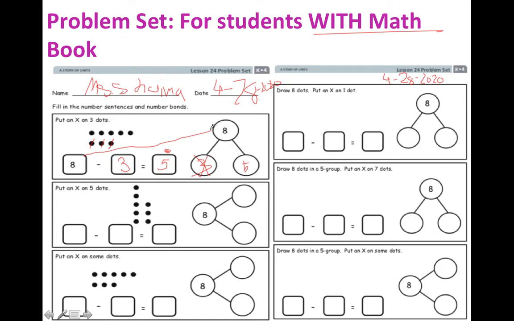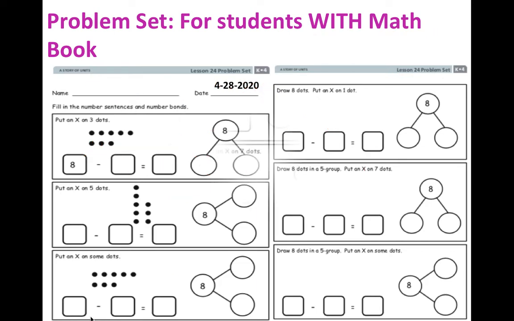So your number sentence and number bond have to match. Please do 1, 2, 3, 4, 5 by yourself. Please allow your parents to read the directions to you if you do not know how to. Let's move on to the next portion.